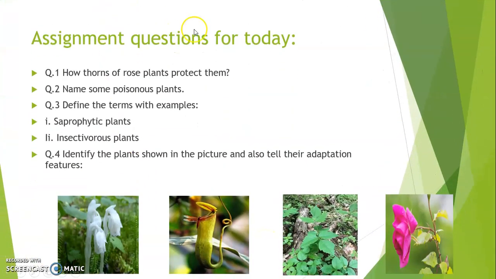And please do your assignment questions for today. Question 1: How do the thorns of the rose plant protect them? Question number 2: Name some poisonous plants. Question 3: Define the terms with examples. The first term is saprophytic plants. Second term is insectivorous plants. And then you have to identify the plants shown in the following pictures and also tell their adaptation features. Okay, please do your assignment.